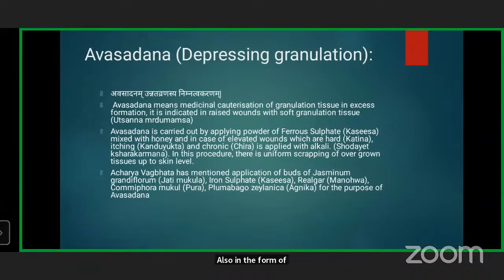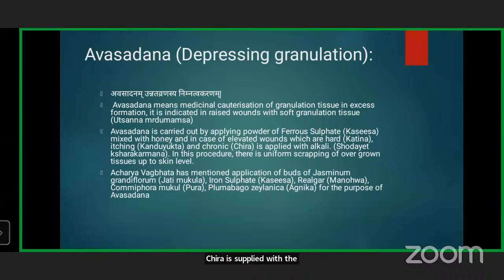Avasadana. Avasadanam Unnataranasya Nimnatvakaranam. Avasadanam is medicinal cauterization of granulation tissue in excess formation. It is indicated in raised wound with soft granulation tissue. Utsanna Mrudumamsanam Avasadanam Itam. Avasadana is carried out by applying powder of kasisa mixed with honey, and in case of elevated wounds which are katina, kandu yukta, and chira, alkali is applied. That is kshara karma to be done.